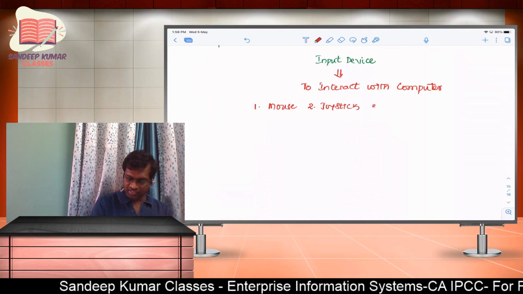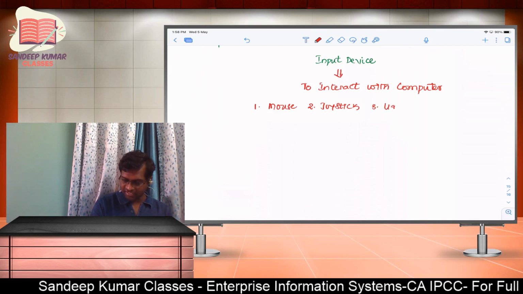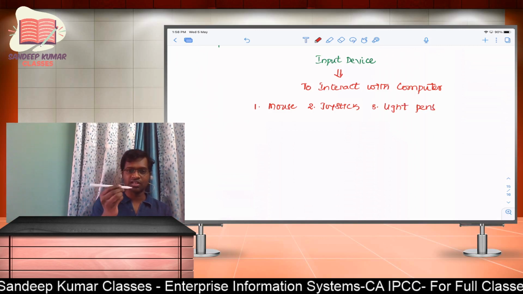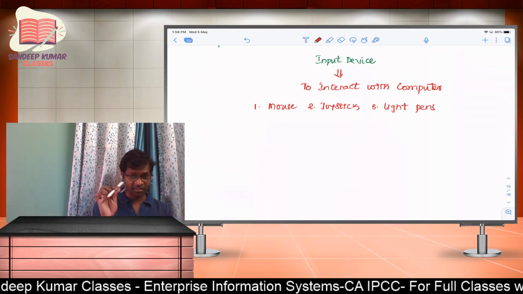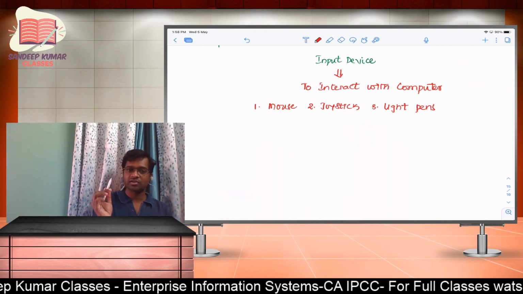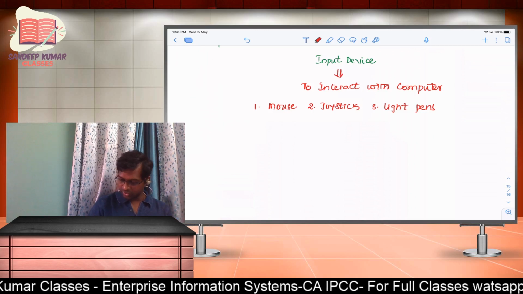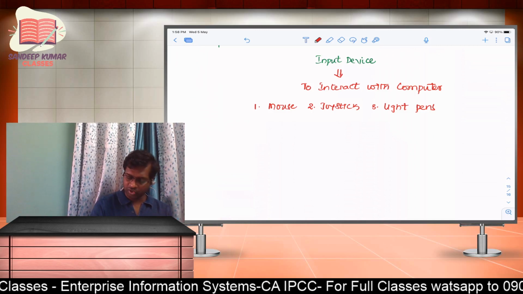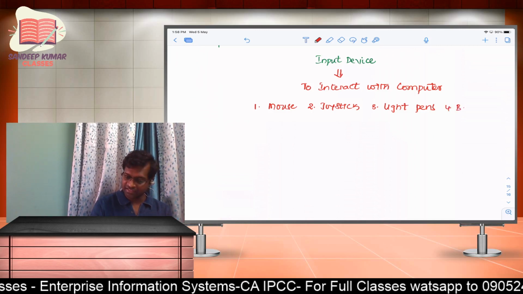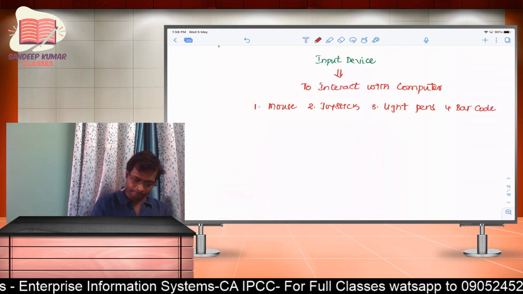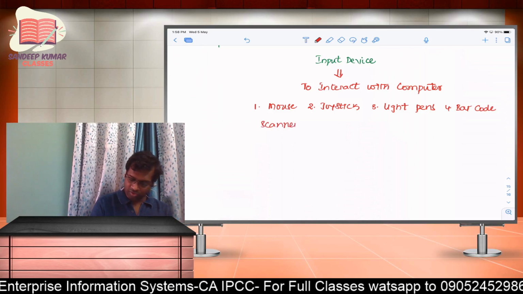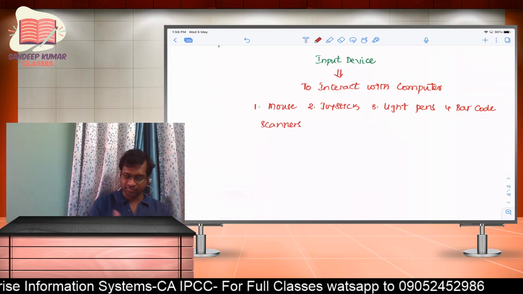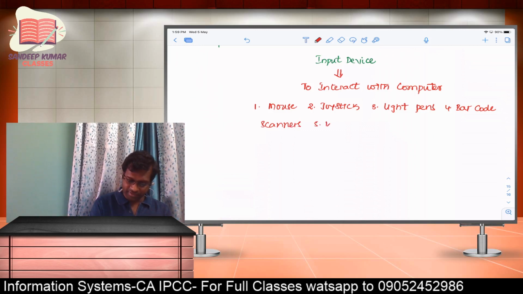Then certain types of light pens. This is a pen, and this is also called an input device, because of this only I am able to write. So light pens are also input devices. Also, scanners: barcode scanners are also called input devices. And we have other examples such as webcams.